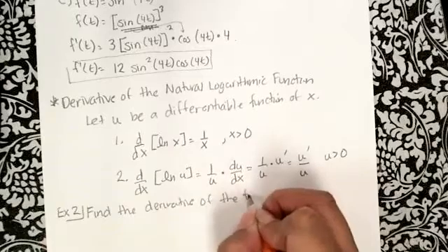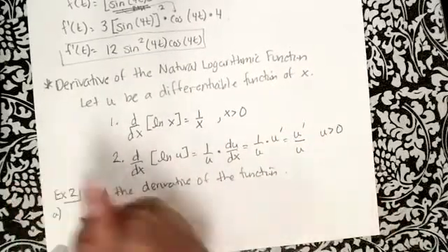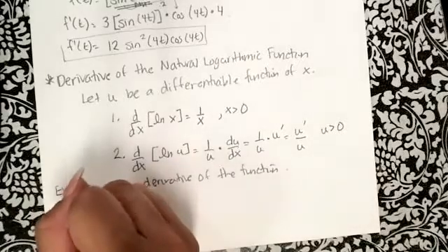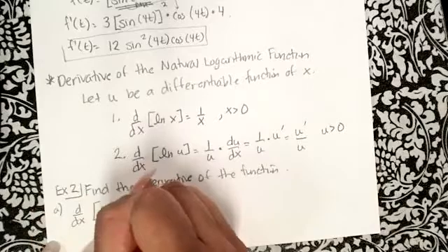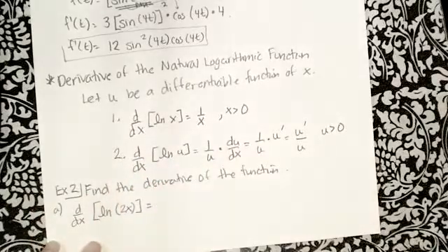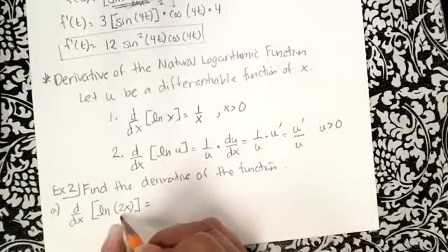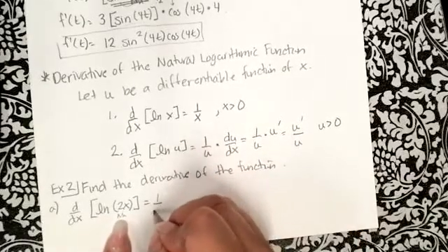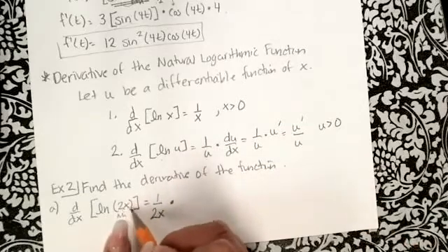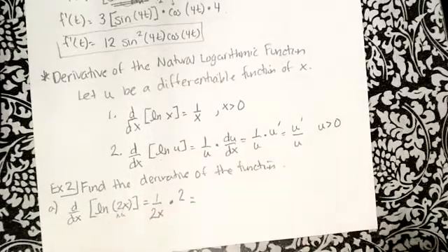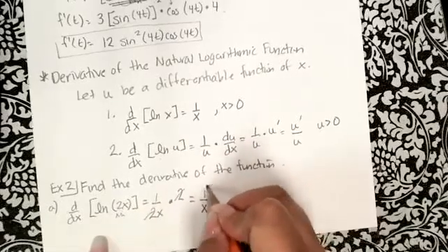Find the derivative of the function. So right here, we are taking the derivative of natural log of 2x. The derivative of natural log is going to be 1 over whatever the argument is. So this is going to be 1 over 2x times, now you take the derivative of the argument, and the derivative of 2x is going to be a 2. So right here, the 2's cancel out, and your answer is going to be 1 over x.